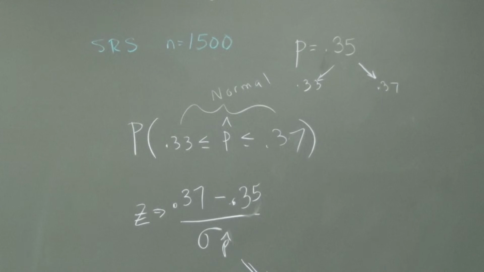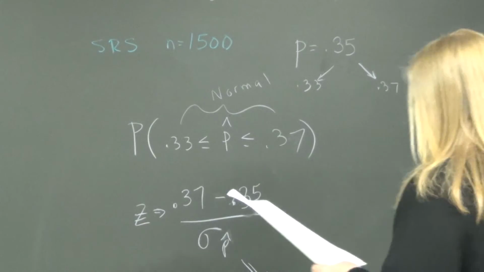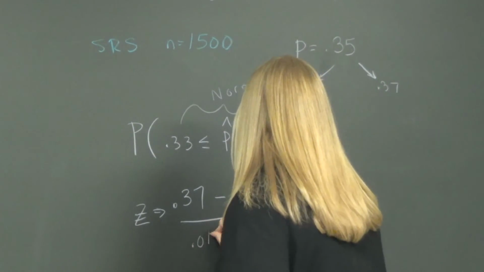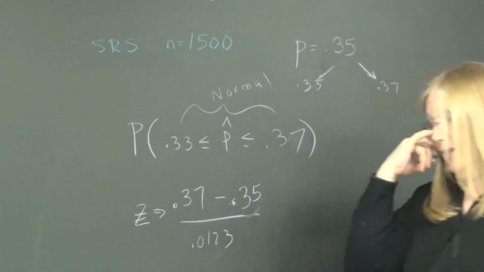I got 1.5e negative 4. You take the square root of that. 0.0123. Did you get that? Yes, 0.0123. Now I need a z-score.